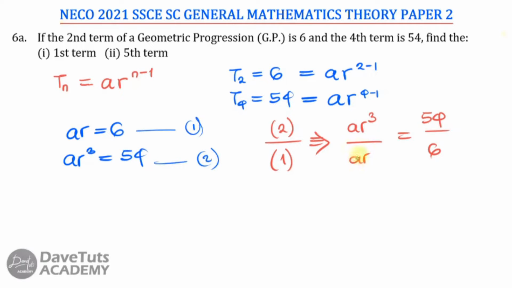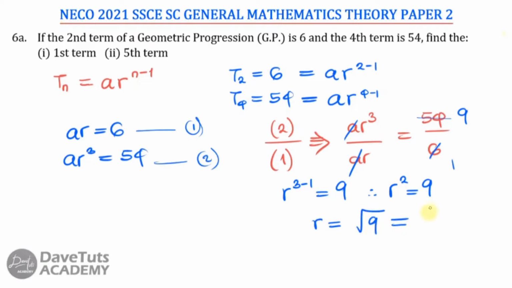From here you can see that A is cancelling out. 6 goes into 54 nine times. So what we have is r cubed over r, which is the same as a single r raised to 3 minus 1, is equal to 9. This is applying the laws of indices. 3 minus 1 means that we have r raised to the power 2 is equal to 9, and therefore r is the square root of 9. Now notice, students, the square root of 9 is not just 3. It is plus or minus 3. So you should know that.